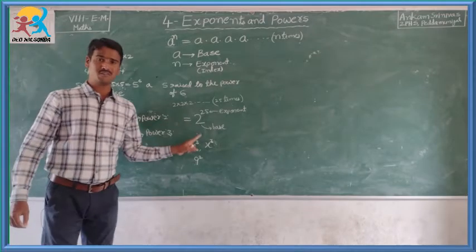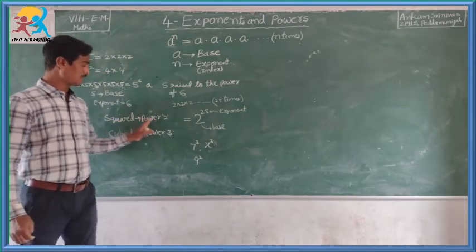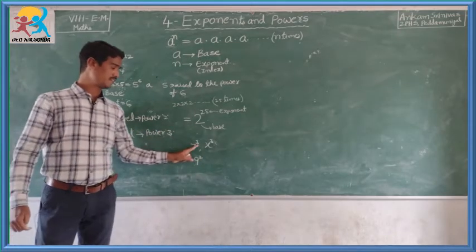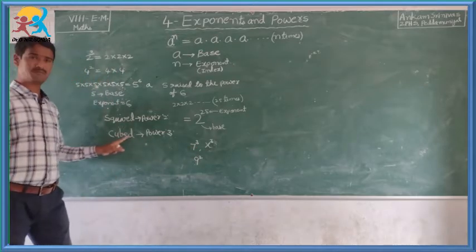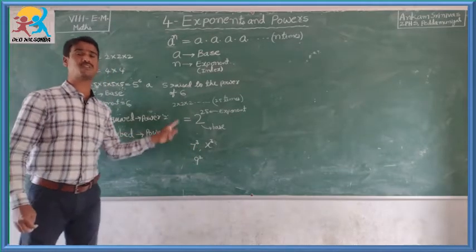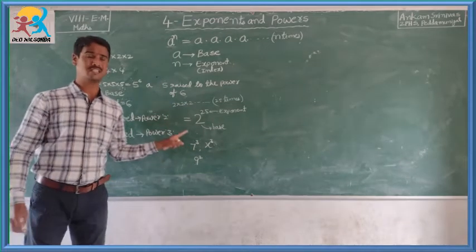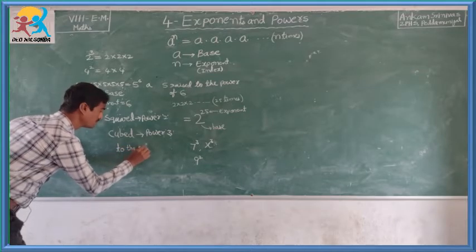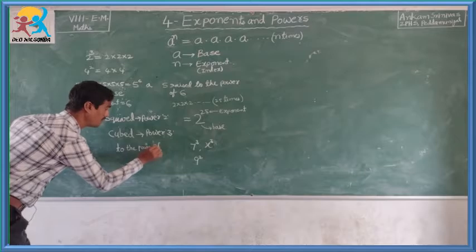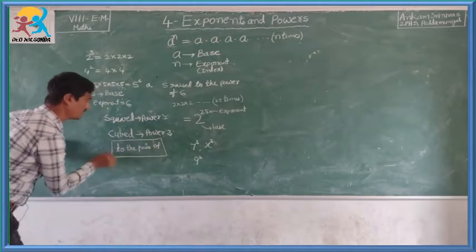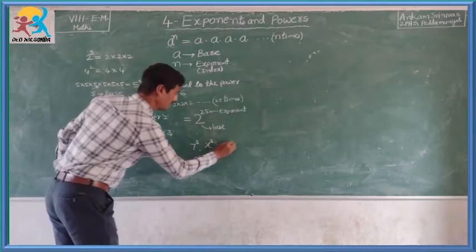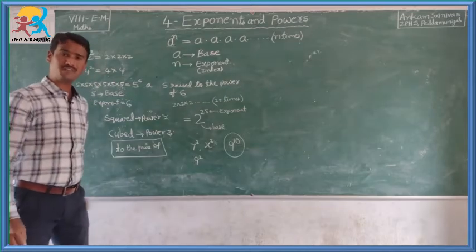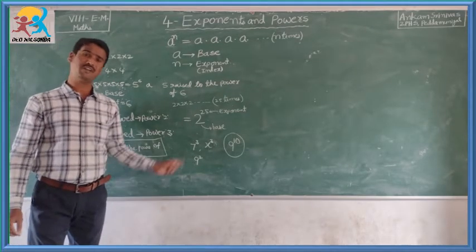So usually when the exponent is 2, we read it as square. When the exponent is 3, we read it as cube. If the exponent is more than 3, we read it as to the power of. Suppose this one, how to read this one? 9 to the power of 10.